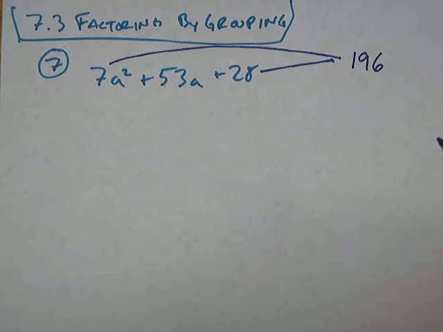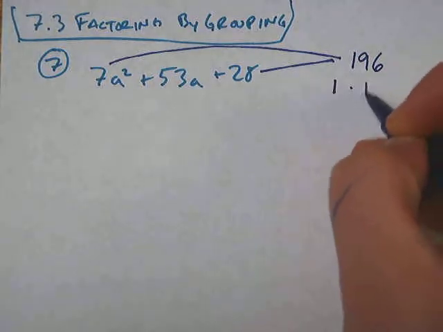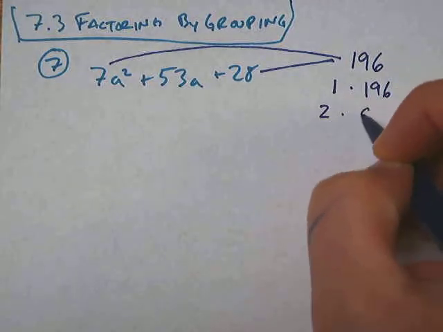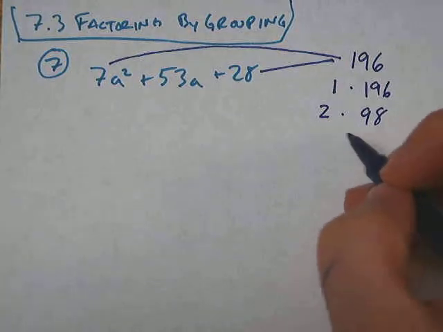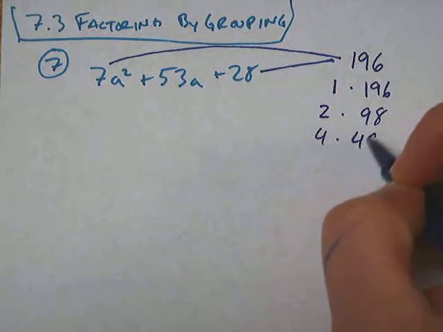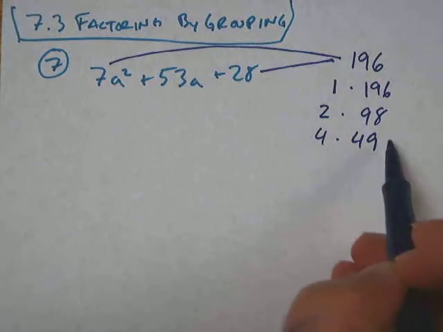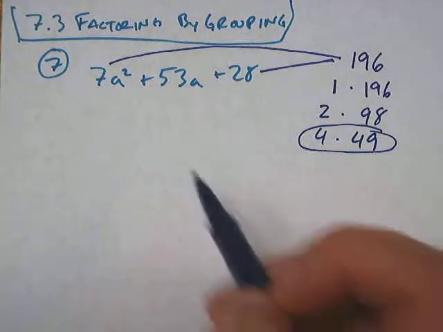So let's just start thinking about factors of 196. First we've got 1 times 196, or we can do 2 times 98. It's not divisible by 3. 4 times 49 will work. And we can stop there because 4 times 49, if we add 4 and 49, we do get 53.